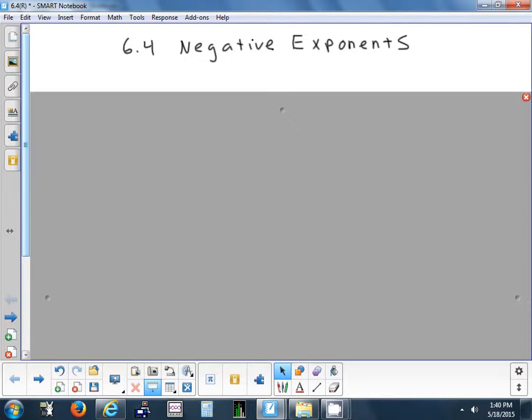Generally, we don't like to leave negative exponents in a problem. If we can, we like to make them positive. And if we do that, you can use all the rules you already know.